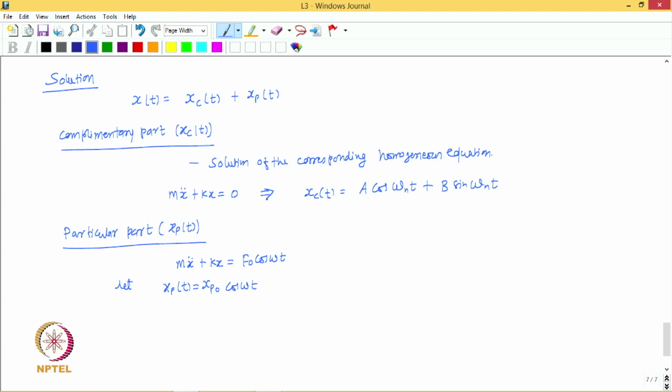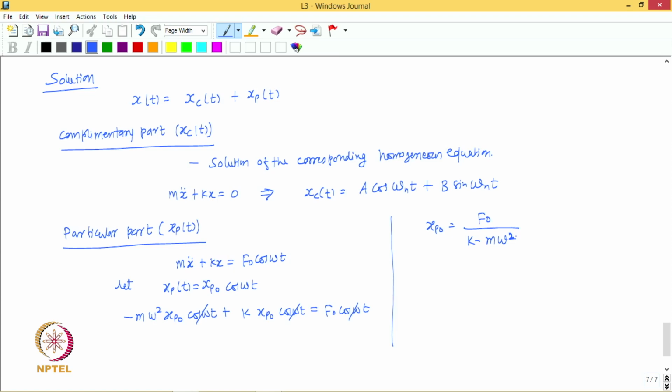So now we can substitute this in the differential equation, because if that is the solution, it must satisfy the differential equation. When we do that, what we get is minus m omega square x_p naught cos omega t plus k x_p naught cos omega t is equal to f naught cos omega t. So cos omega t would cancel out, and what we get is x_p naught is equal to f naught upon k minus m omega square. That is what we get.